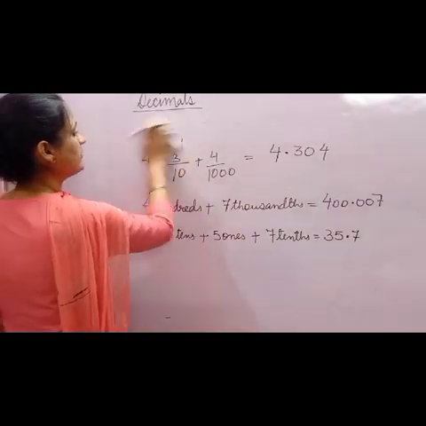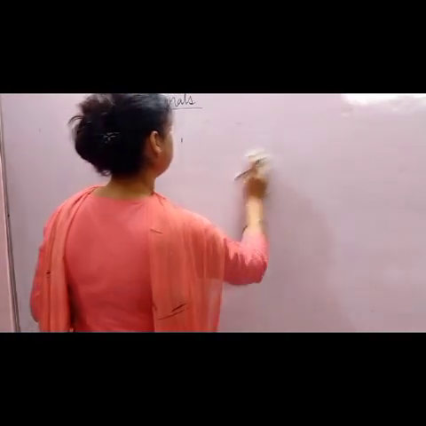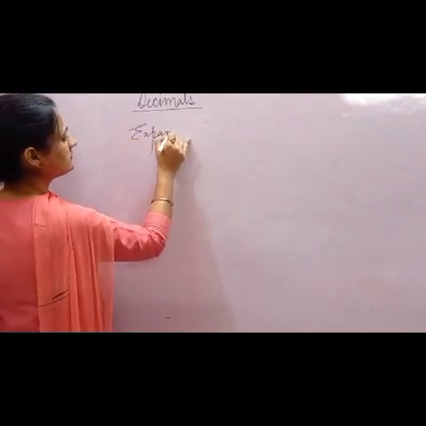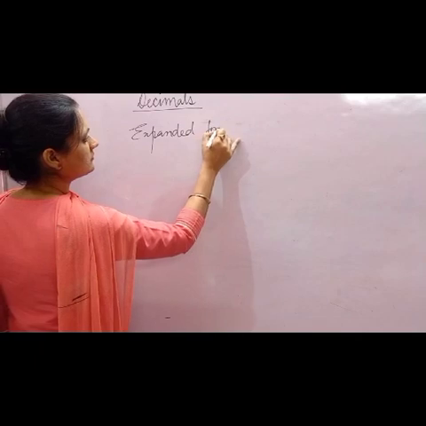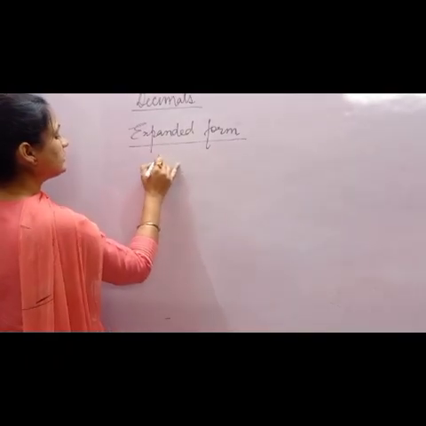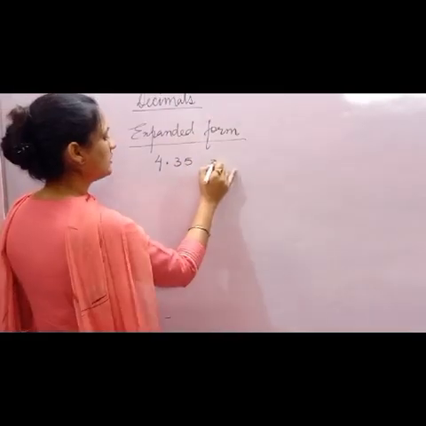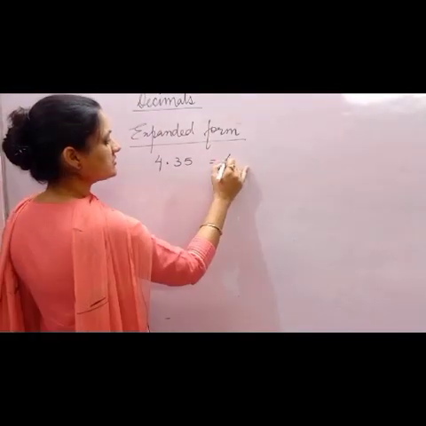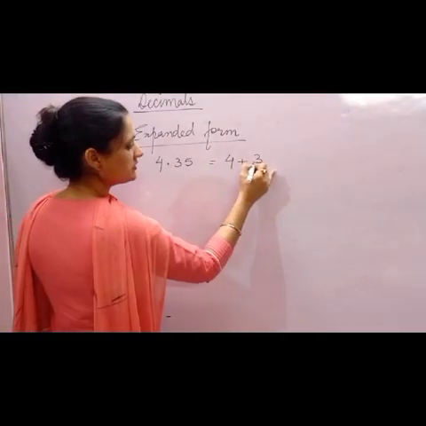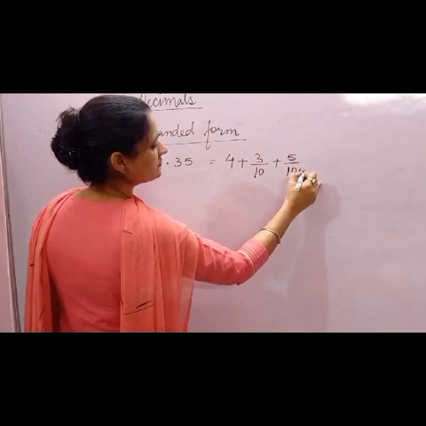Next is expanded form. Let us understand expanded form. Ready, everybody? Okay. Suppose the number is given like 4.35. It's very simple to write in the expanded form. You know, before the decimal this is 4. Decimal starts. So here first is 10th. The place value is 10th. Here it is 100th. That's it.